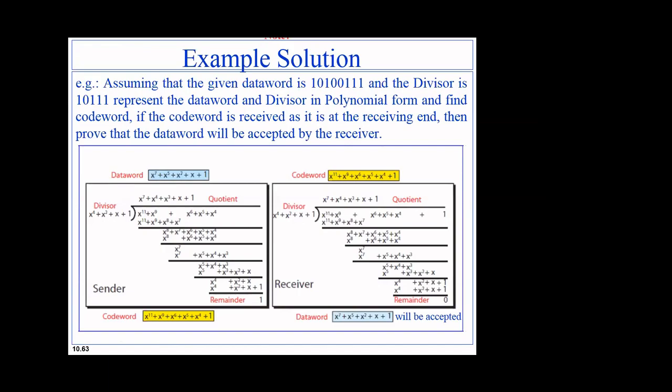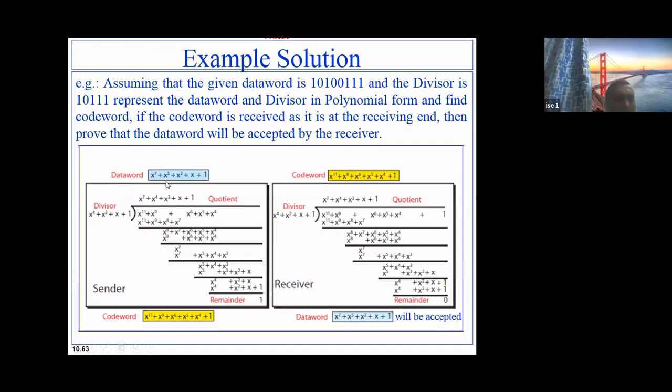And then shift everything by 4 positions. So x to the power 7 becomes x to the power 11, x to the power 5 becomes x to the power 9, and this becomes x to the power 6, x to the power 5, x to the power 4, like this.